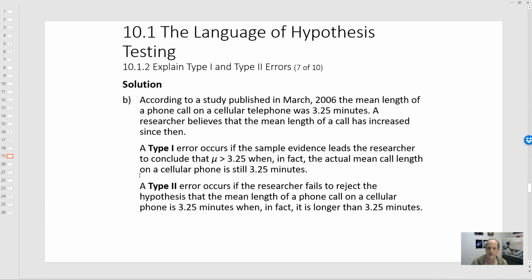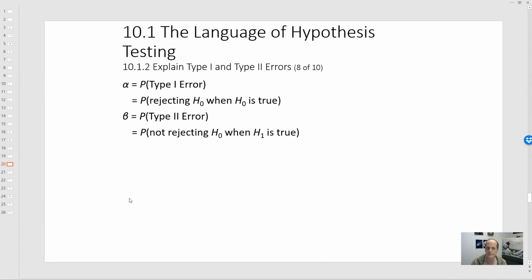Again, type 1 error: the sample says it's changed, but it hasn't. Type 2 error: the sample tells us that it hasn't changed, but it actually has. So really both result from a bad sample. How can we try and minimize one or both of these errors? I told you we'd be talking about alpha.